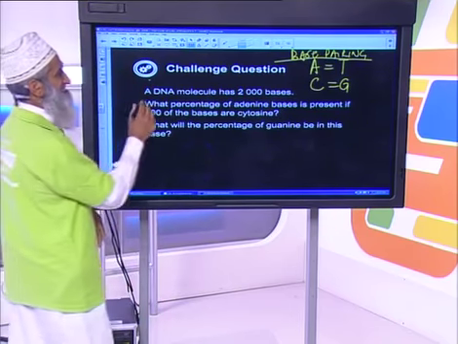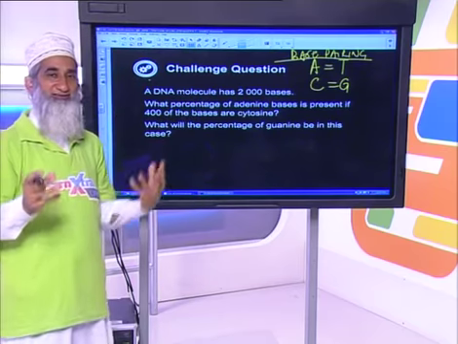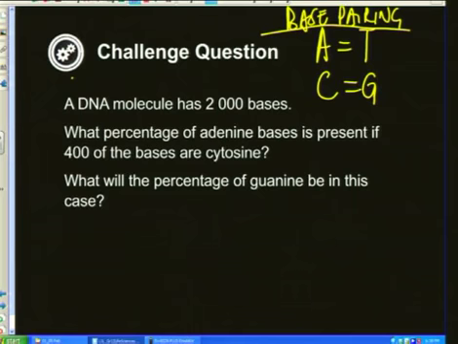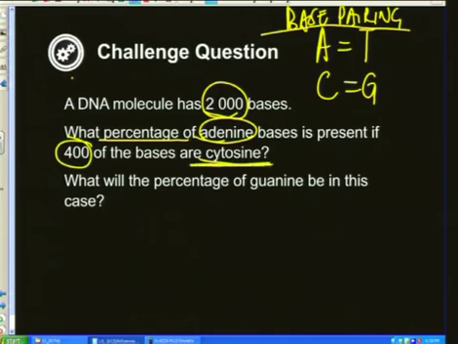So they're saying here a DNA molecule, and let's now learn the other skill of underlining keywords. A DNA molecule has 2,000 bases. Important to know that. Altogether it has 2,000 bases. What percentage? So that already tells you the unit that you're going to give in your answer. Your answer has to be in percentage. Of adenine bases is present if 400 of the bases are cytosine.